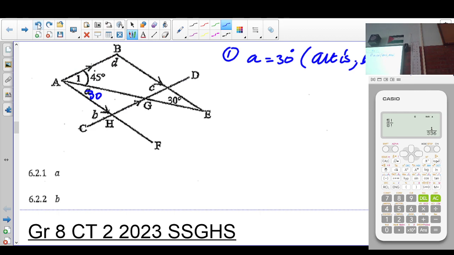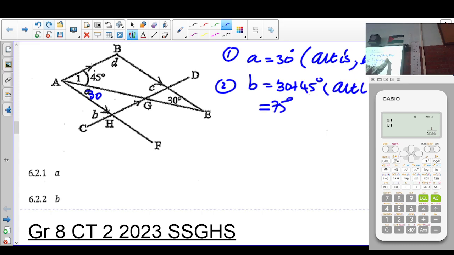Then it's for b. As you can see there are alternate angles in there. So the whole angle is equal to b. So b is equal to 30 plus 45, which is 75. And the reason there is alternate angles with AB being parallel to CD.